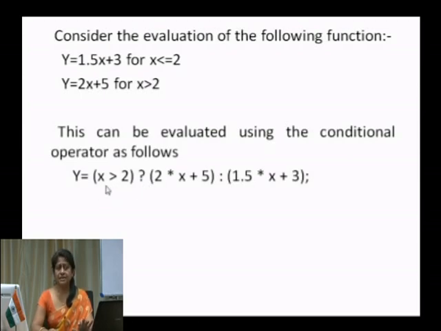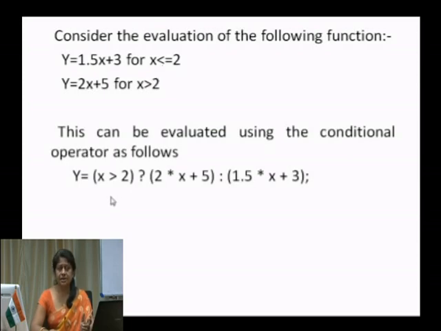So, if x is greater than 2, what should be the value of the y variable? It should be 2x plus 5. So, if this is true, then put that value, that is 2x plus 5, over here. And suppose this condition is false. What does that mean? If x greater than 2 is false, it means that x could either be equal to 2 or it could be less than 2. So, that is the other condition, x less than or equal to 2.